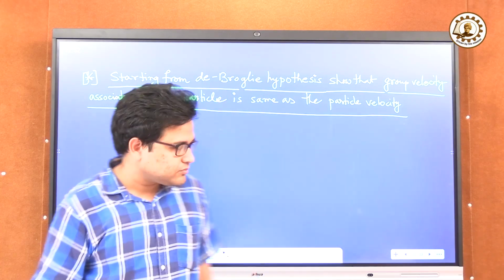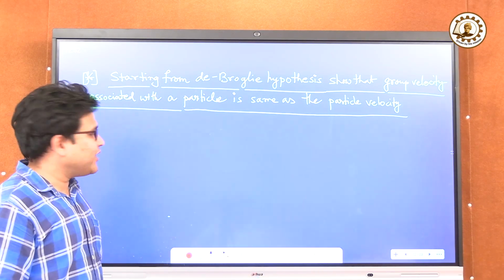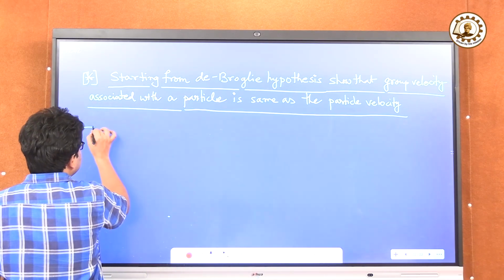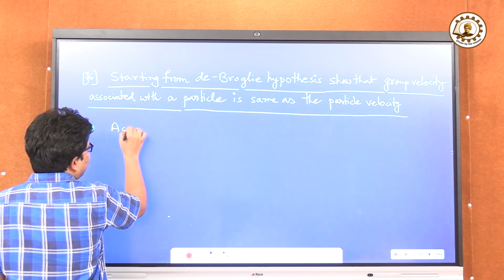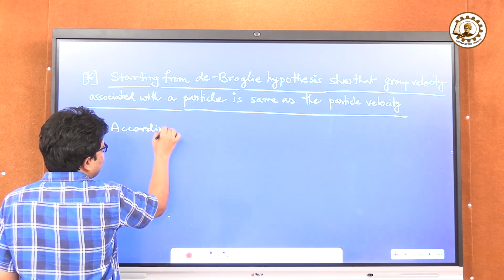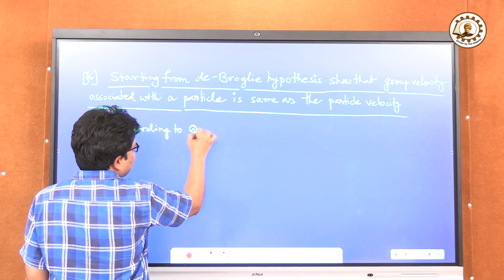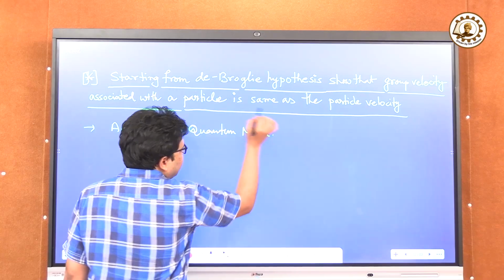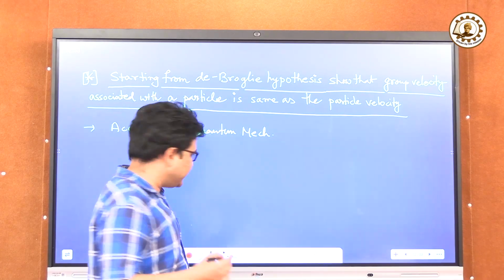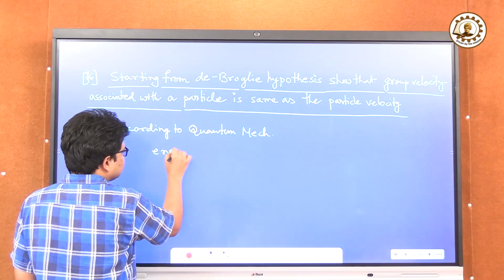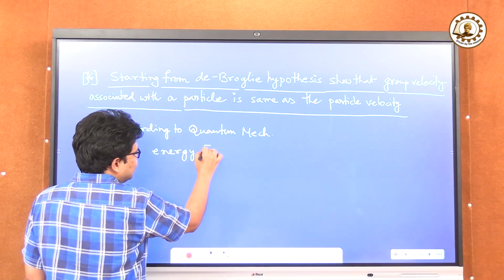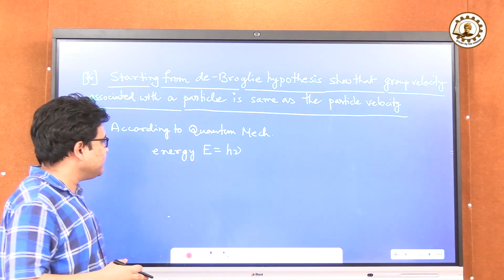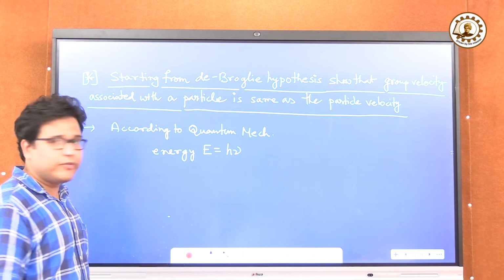So let's start. We know the energy for any particle according to quantum mechanics. The expression for energy is E equals h nu. You know what h is? h is nothing but Planck's constant, and nu is the frequency of oscillation.